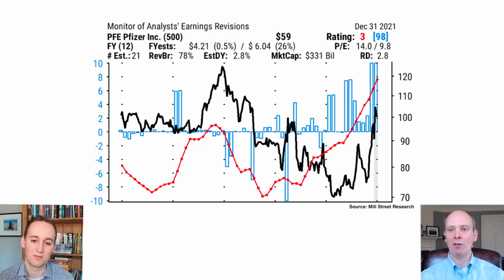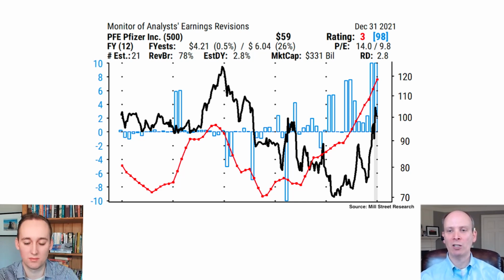Now the red line is the other key indicator for MAER. That is the earnings estimate revisions trend and what we call revisions breadth. And that is the proportion of analysts that are raising estimates net of those lowering it. So you'll see on the chart in the top left corner there, it says there are 21 analysts currently that follow Pfizer, that submit earnings estimates for Pfizer to FactSet, which is where I get the underlying source data.